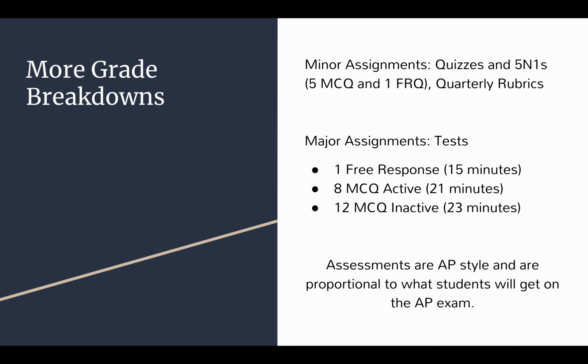For major assignments, those are going to be 70%, and those are going to be your tests. Sometimes students will be given 1 or 2 free response questions, usually 1. Some units they'll get 2, and they will be 15 minutes each. They'll have 8 multiple choice calculator active questions for 21 minutes, and then 12 calculator inactive questions for 23 minutes, which is going to be proportional to what they get on the AP exam in May.